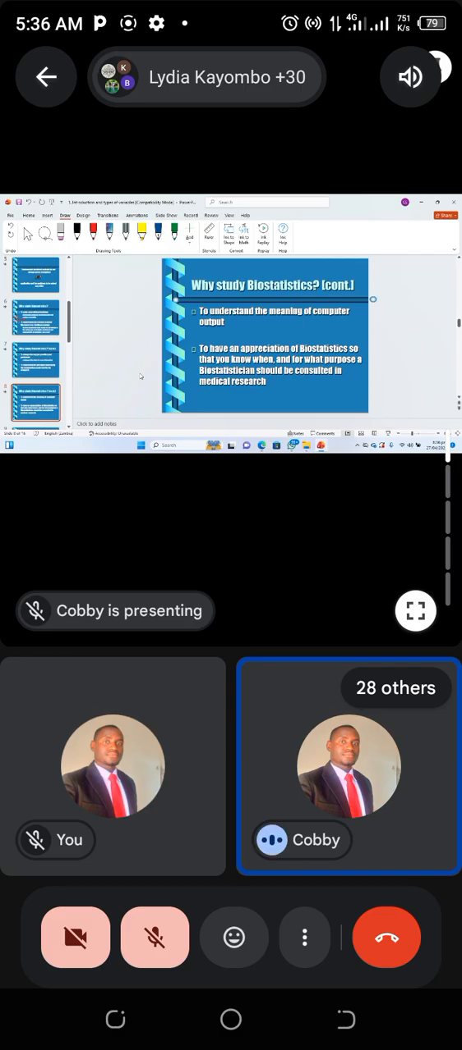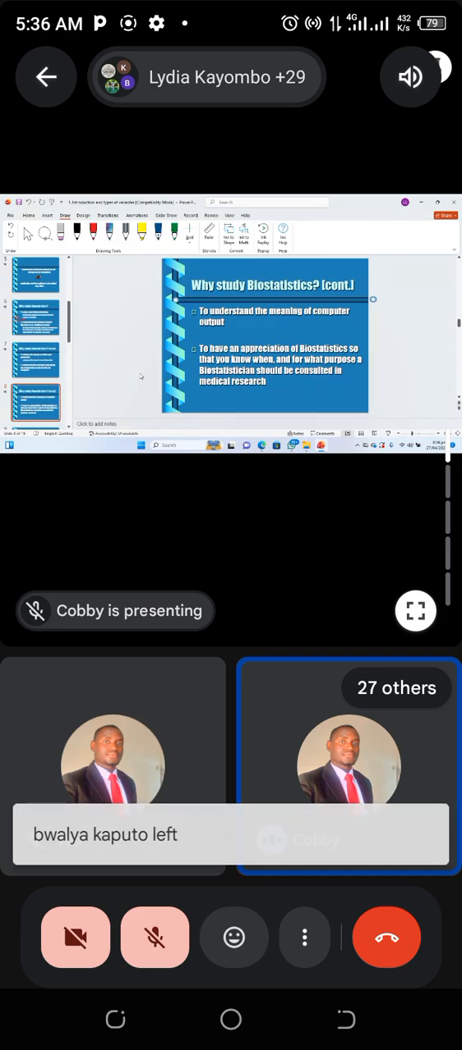Statistics is also going to help you have an appreciation of biostatistics. You are going to know when and for what purpose a biostatistician should be consulted in medical research, especially for those who want to do their research very well, or maybe you are interested in applying for grants.